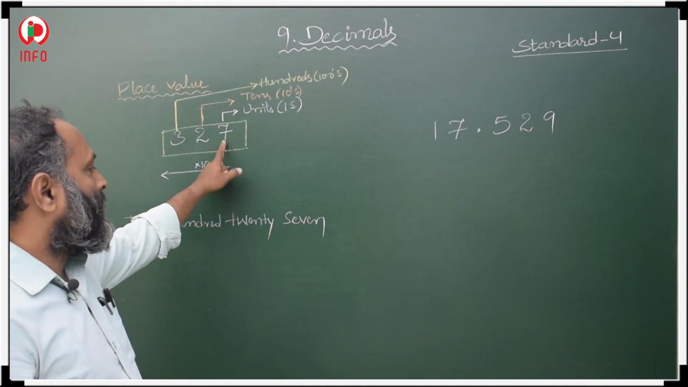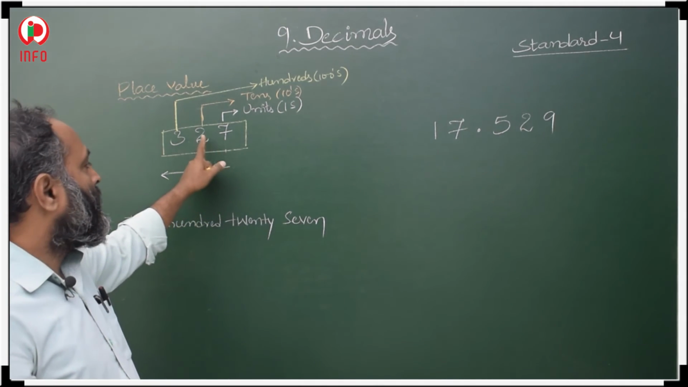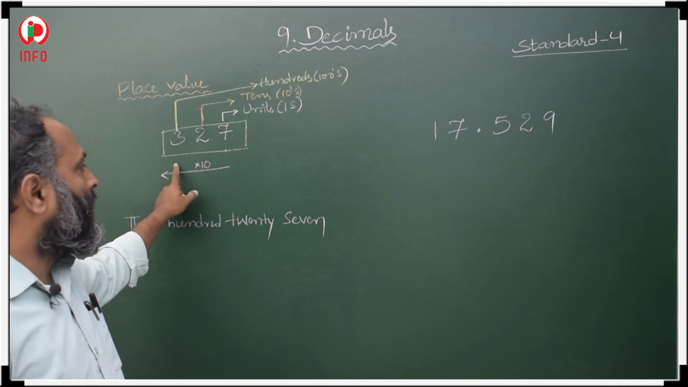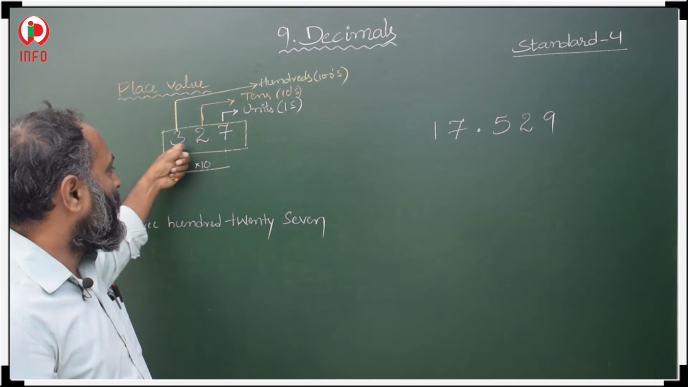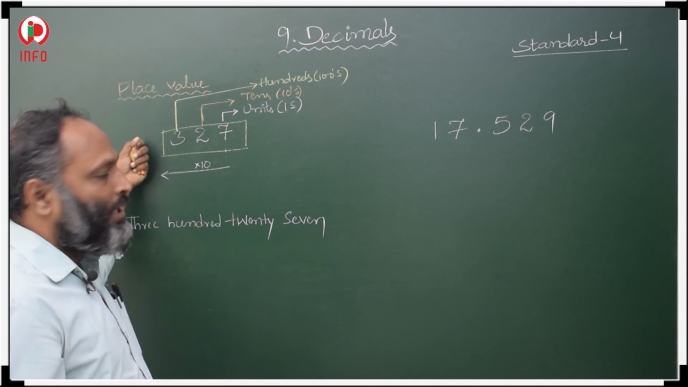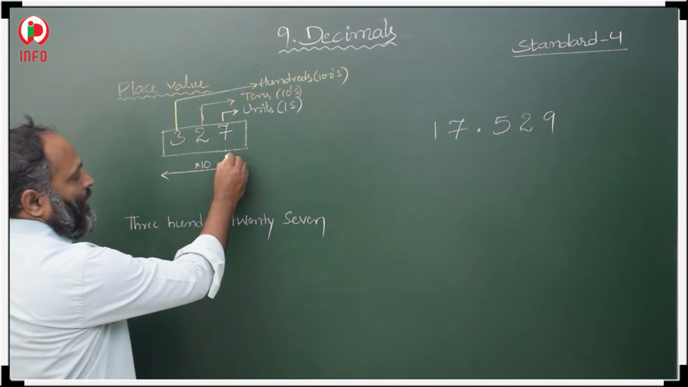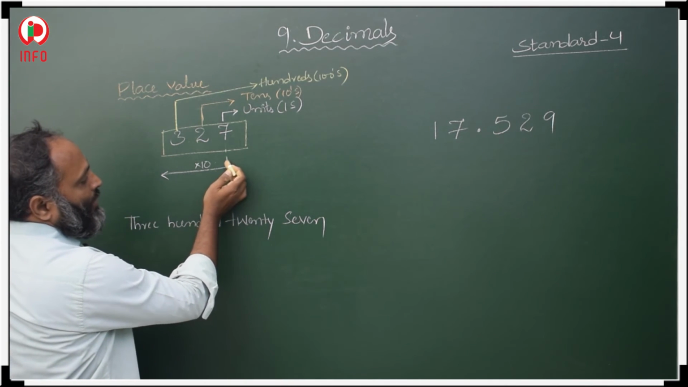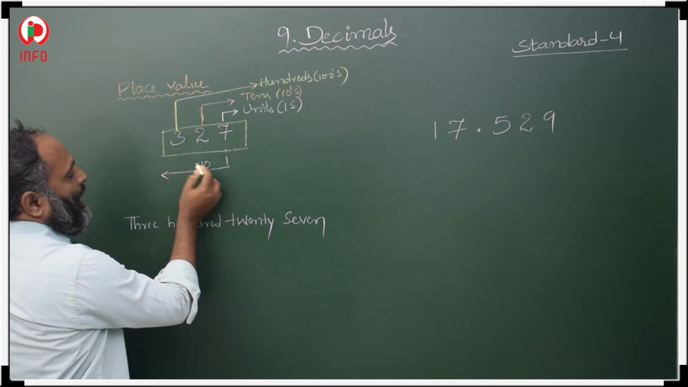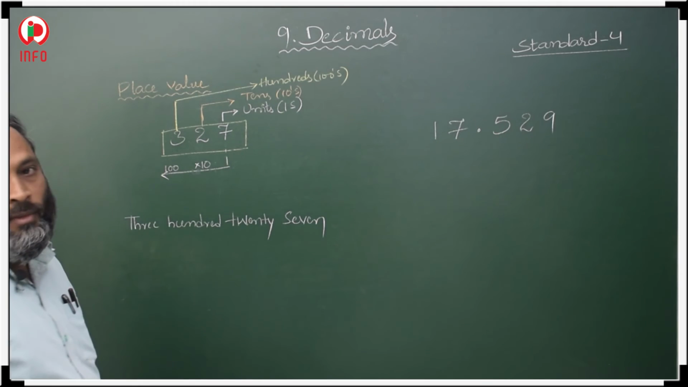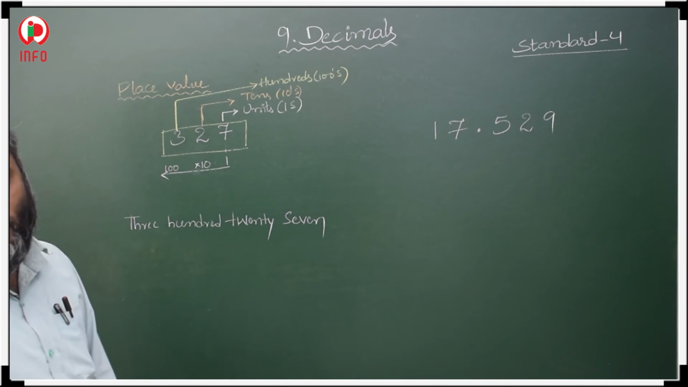So, this is 7 into 1, 2 into 10, 3 into 100, one more 10. Next, 10,000 into 1000. Here, this is 10, this is 1. If you multiply 1 with 10, then you will get 10. Again you multiply 10 with 10, you will get 100. The values increase 10 times.